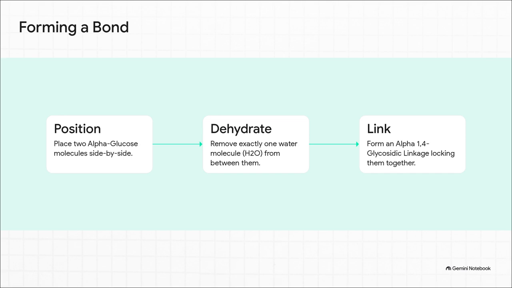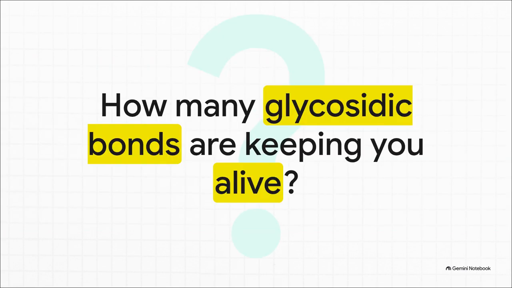The oxygen that gets left behind forms a super tight bridge between the first carbon of one sugar and the 4th carbon of the other. We call this bridge an alpha-1,4 glycosidic linkage. This removal of water to build a bond is the absolute fundamental mechanism of how your body builds complex carbohydrates. Think about that for a second. To store energy, to build cell structures, your biology is constantly stringing these pearls together, dropping a molecule of water with every single link. So I leave you with this to ponder.